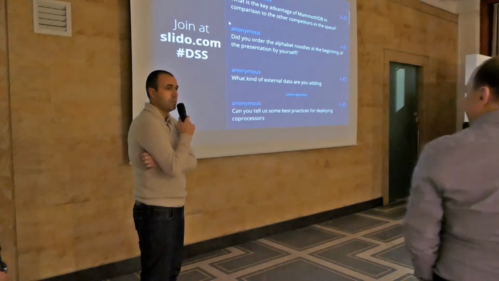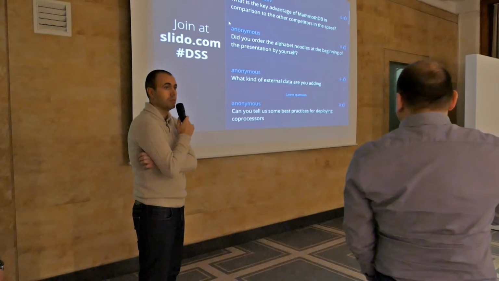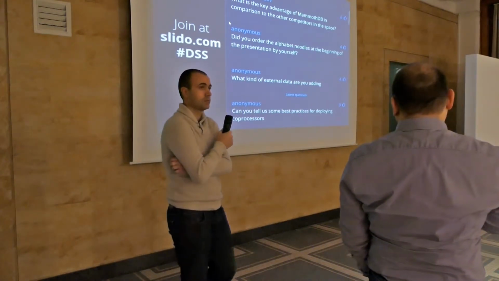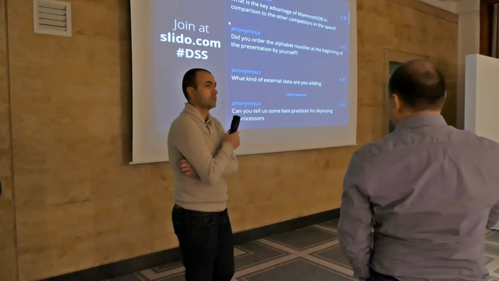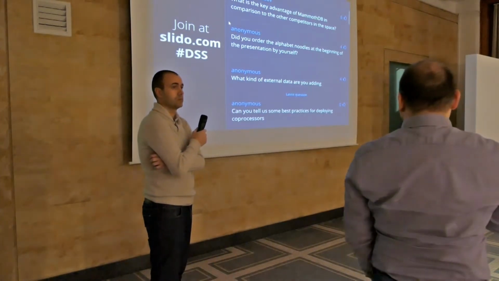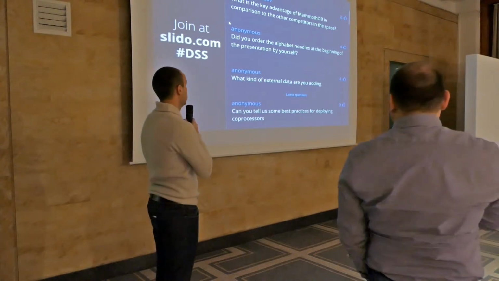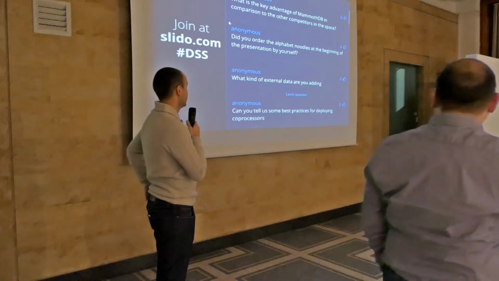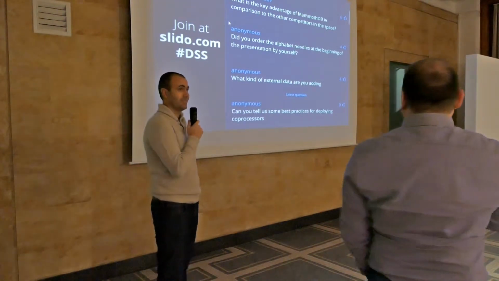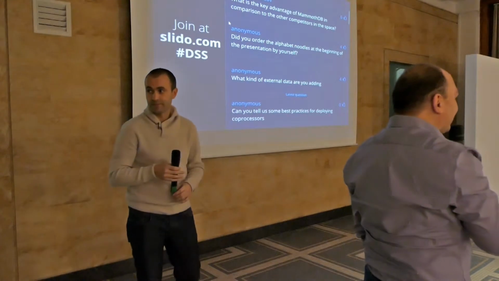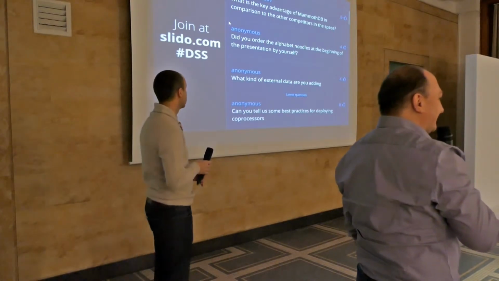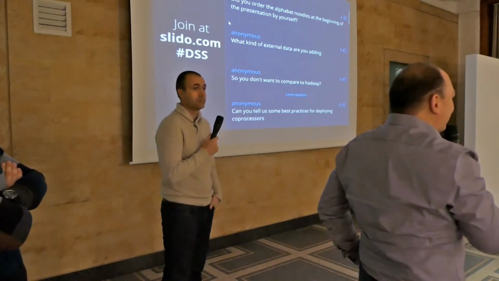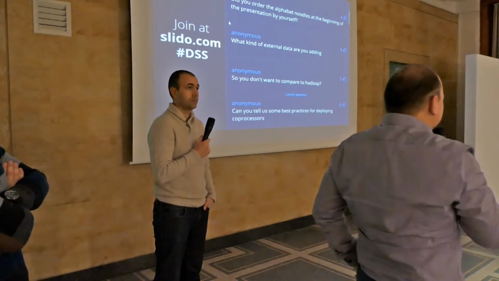Can you share how many clients you have? Well, about 15-ish at the moment, with some pretty big names. Okay. And did I order the alphabet models at the beginning of the presentation? Not really. It rarely did, and if you look through the presentation, I attributed it to him. I mean, check it out.